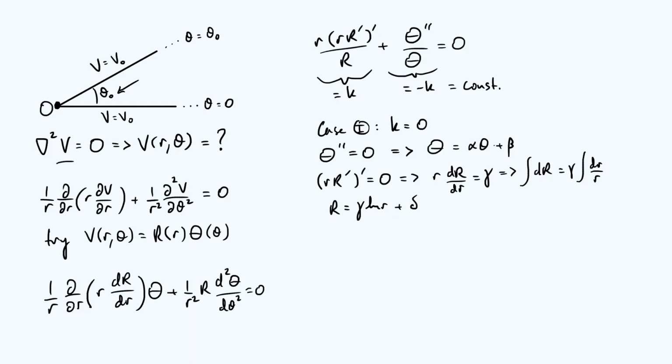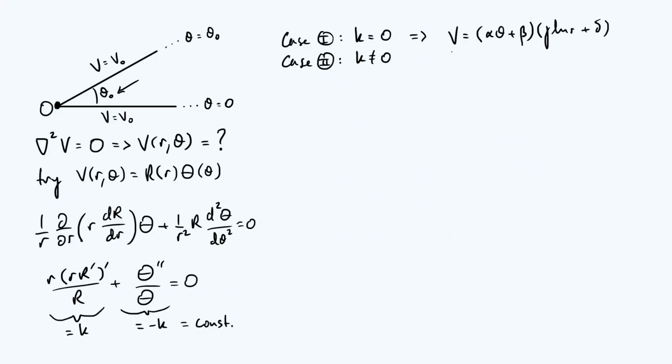So we've got theta, we've got r, then we can put together our overall solution because remember it's just big R times big theta, right? So function v is alpha theta plus beta, and then times gamma log r plus delta. All right, so we've solved our simple k equals 0 case.